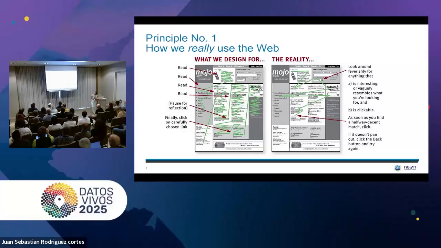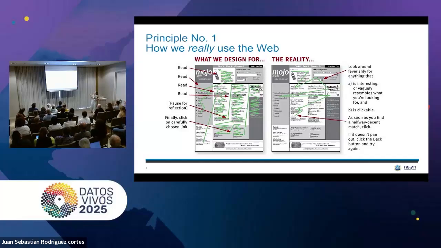Okay, well, principle number one is how we really use the web. We tend to design things where we expect people to come to our sites, read all of our carefully crafted text, really think about where they want to go next, click on that, make a decision, and then move on, right? The reality is that is not at all what happens.